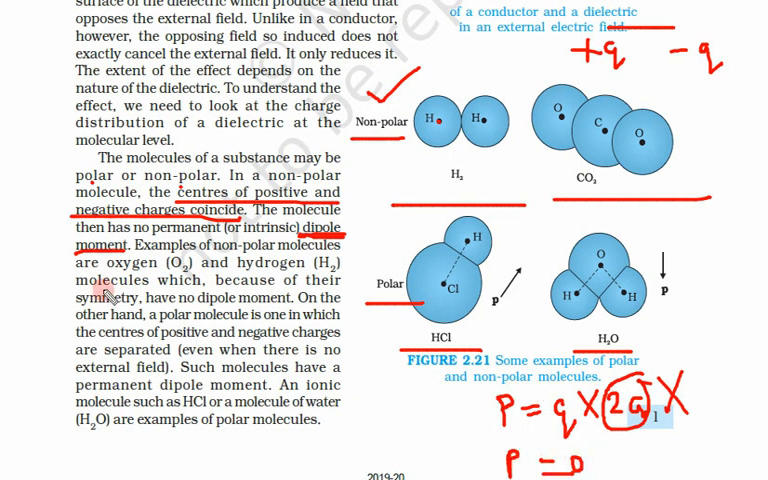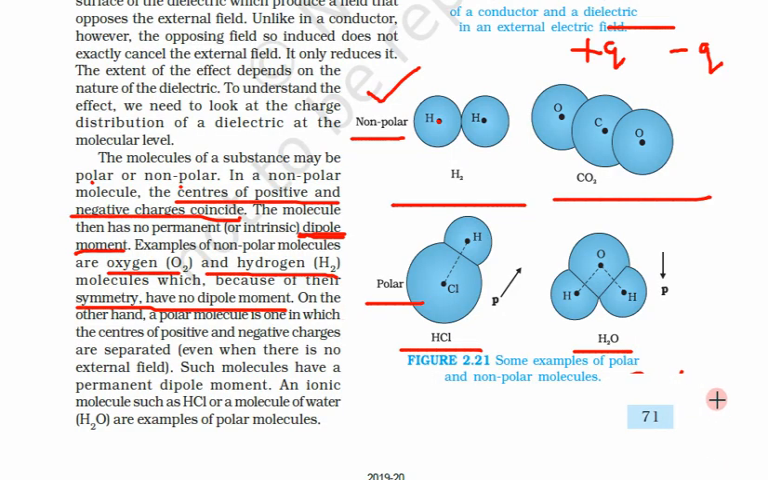Now examples of non-polar molecules are oxygen and hydrogen, because both atoms are the same. These two molecules, oxygen and hydrogen, because of their symmetry have no dipole moment, because positive and negative charges are at the same point, hence there is no separation between them and the dipole moment is 0. Now let us see another case.